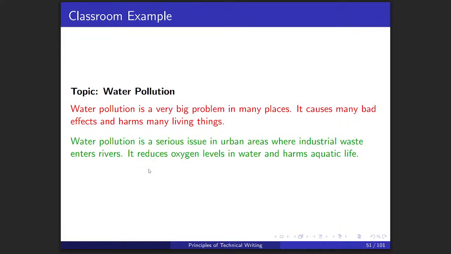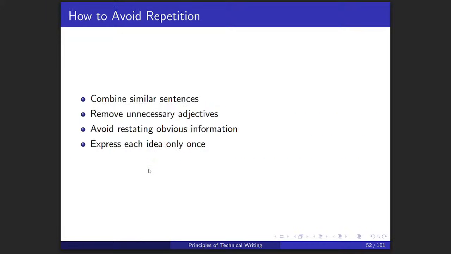I'm not reading out all of those things. So how to avoid repetition? Combine similar sentences. Remove unnecessary adjectives and avoid restating obvious information. Express each idea only once. You should not think that you are writing a mid or semester exam. Technical paper writing is completely different. Your professor can read repetition, but a reviewer may not be comfortable with it.